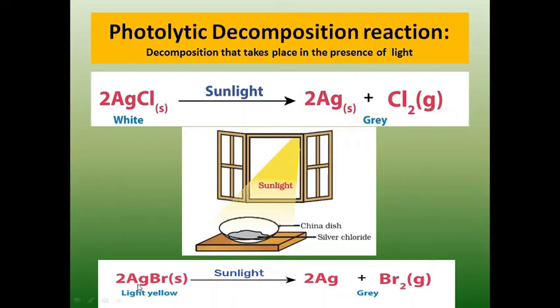In the same way, another example of photolytic reaction is silver bromide. Decomposition of silver bromide again takes place in the presence of light, where the light yellow silver bromide breaks into gray silver metal and bromine gas. So these two reactions are important because they are used in black and white photography.